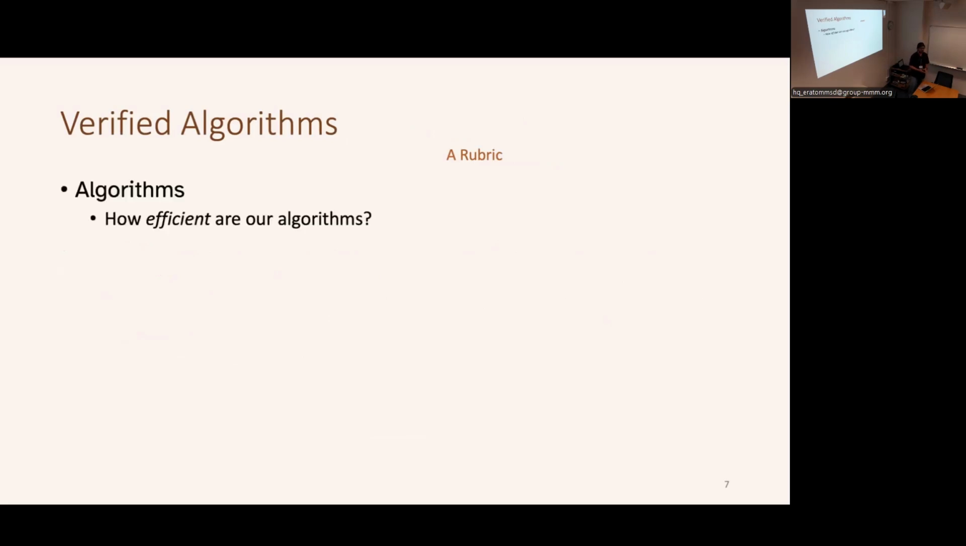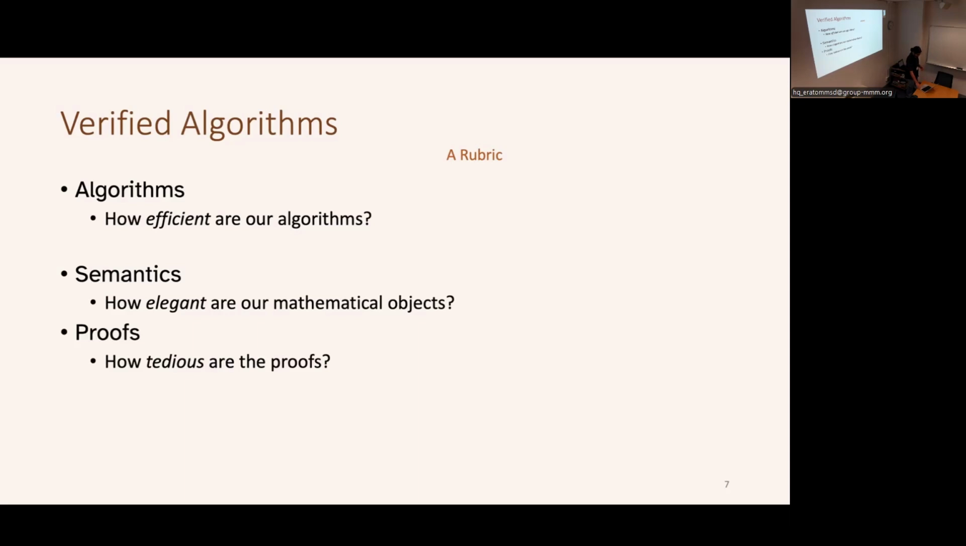So the first thing we will want to look at is, when we look at an algorithm, we will want to know how efficient the algorithm is. The next thing is, when we have certain mathematical objects that will arise in the proofs, or when we reason about the algorithm, we want to know if they're elegant. This is obviously subjective, but it is kind of nice to look at. And we also have to know how tedious are the proofs, because as we discussed before, it is important to have proofs that we can carry out with reasonable effectiveness.